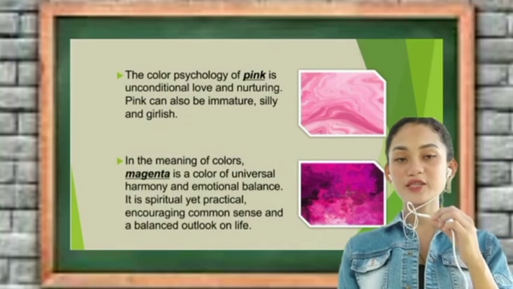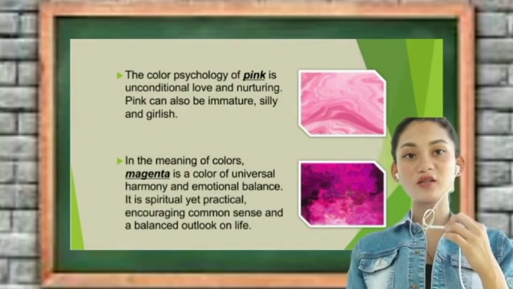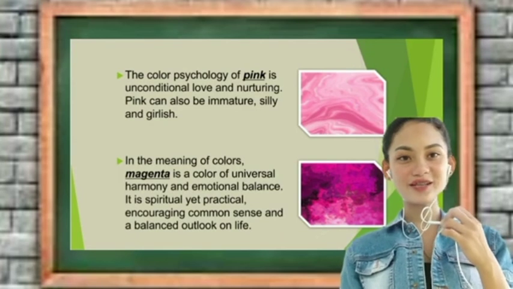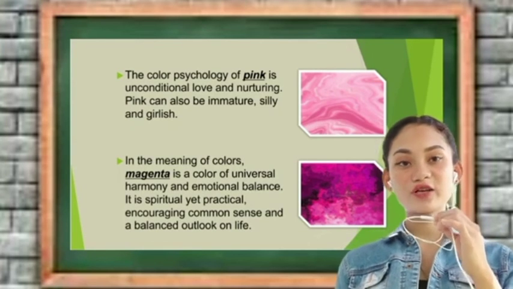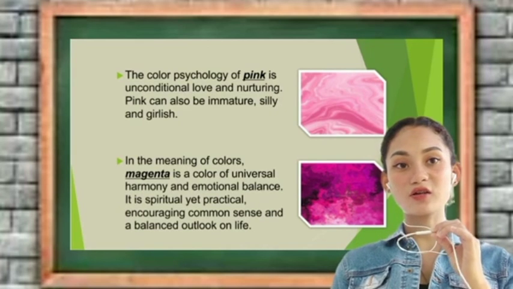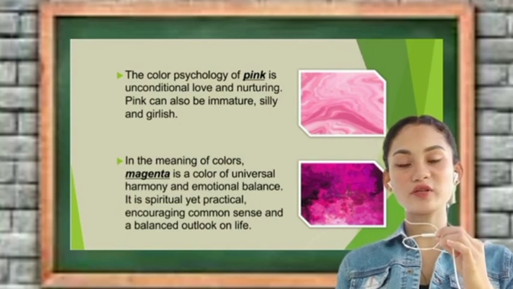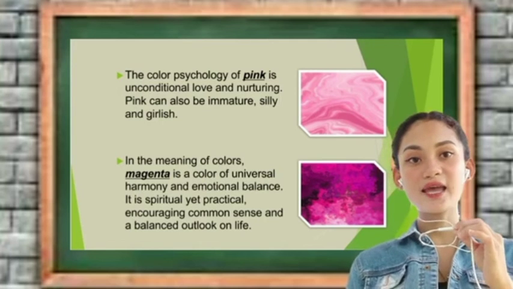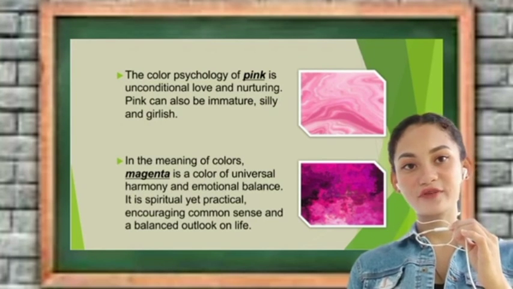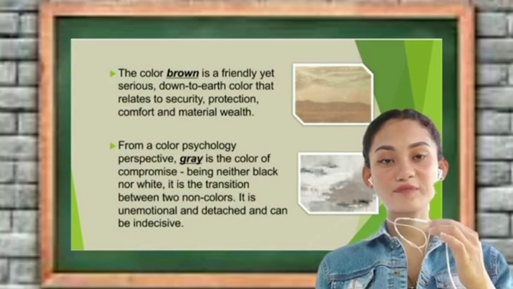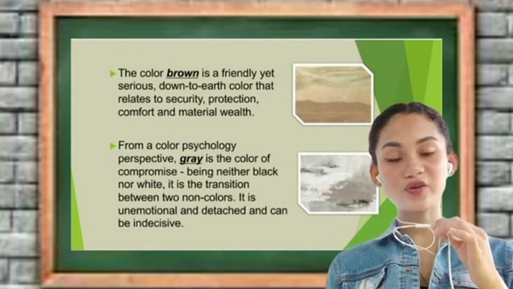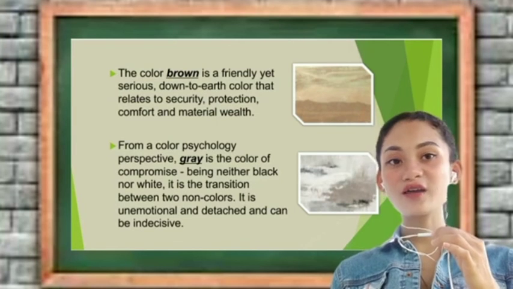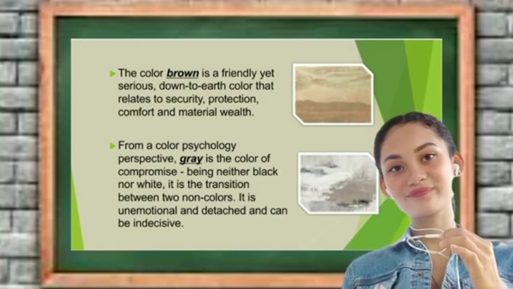The next color is pink. Pink is unconditional love and nurturing. Pink can also be immature, silly, and girlish. The next color is magenta. Magenta is the color of universal harmony and emotional balance. It is spiritual yet practical, encouraging common sense and a balanced outlook on life. The next color is brown. Brown is a friendly yet serious, down-to-earth color that relates to security, protection, comfort, and material wealth.